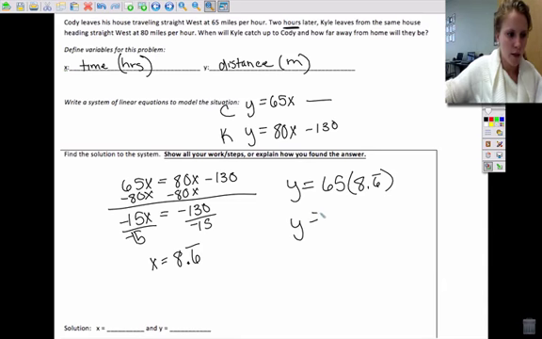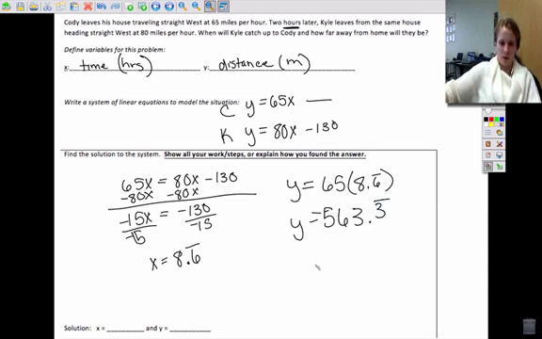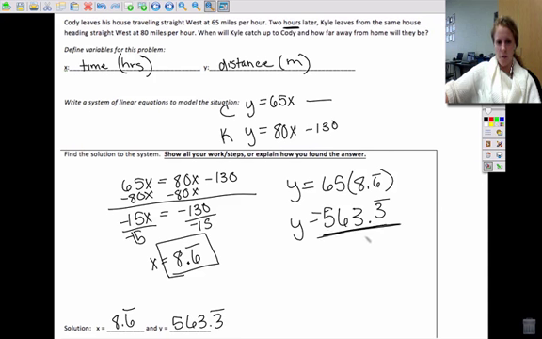That is going to be y equals 563.3 repeating. Okay, so that means x is 8.6 repeating and y is 563.3 repeating. That means that after 8 hours and 2/3 of an hour, they're going to meet. So it's going to be a while before Kyle catches up with Cody, and it's going to be after 563.3 miles that he does so.